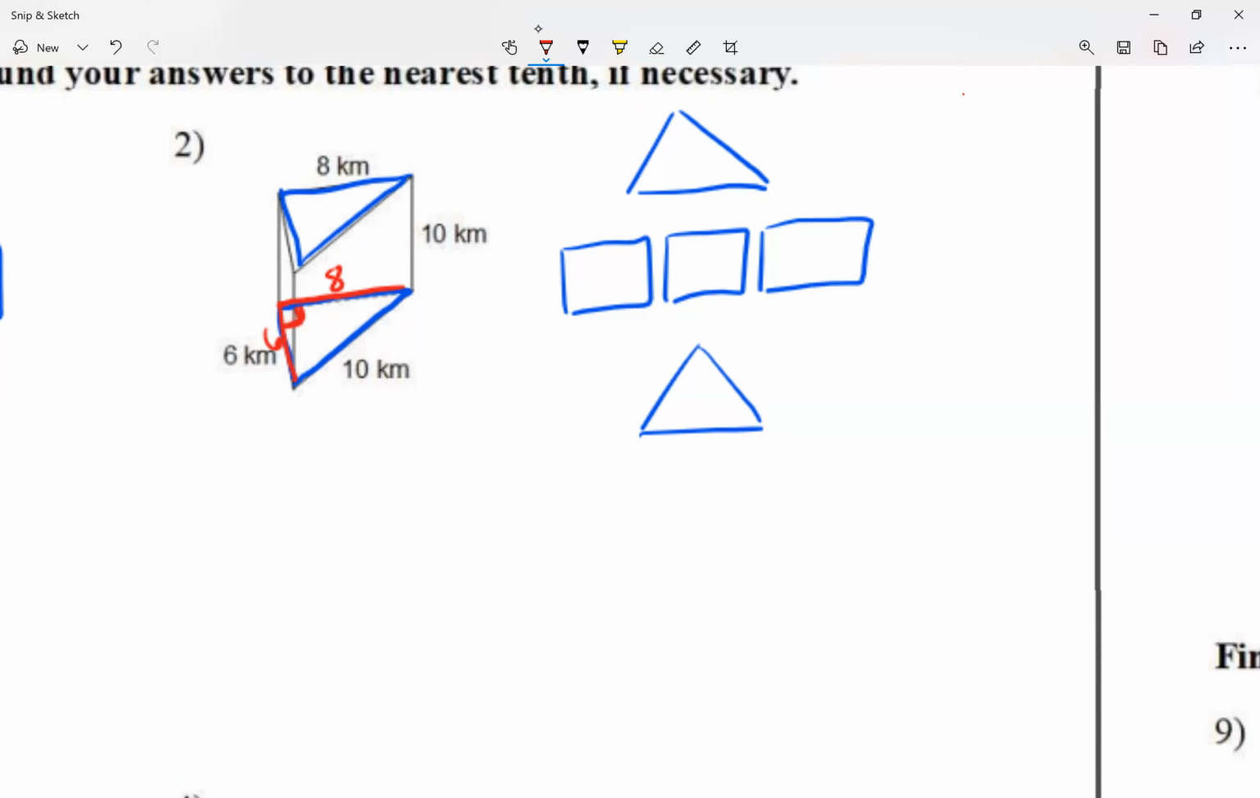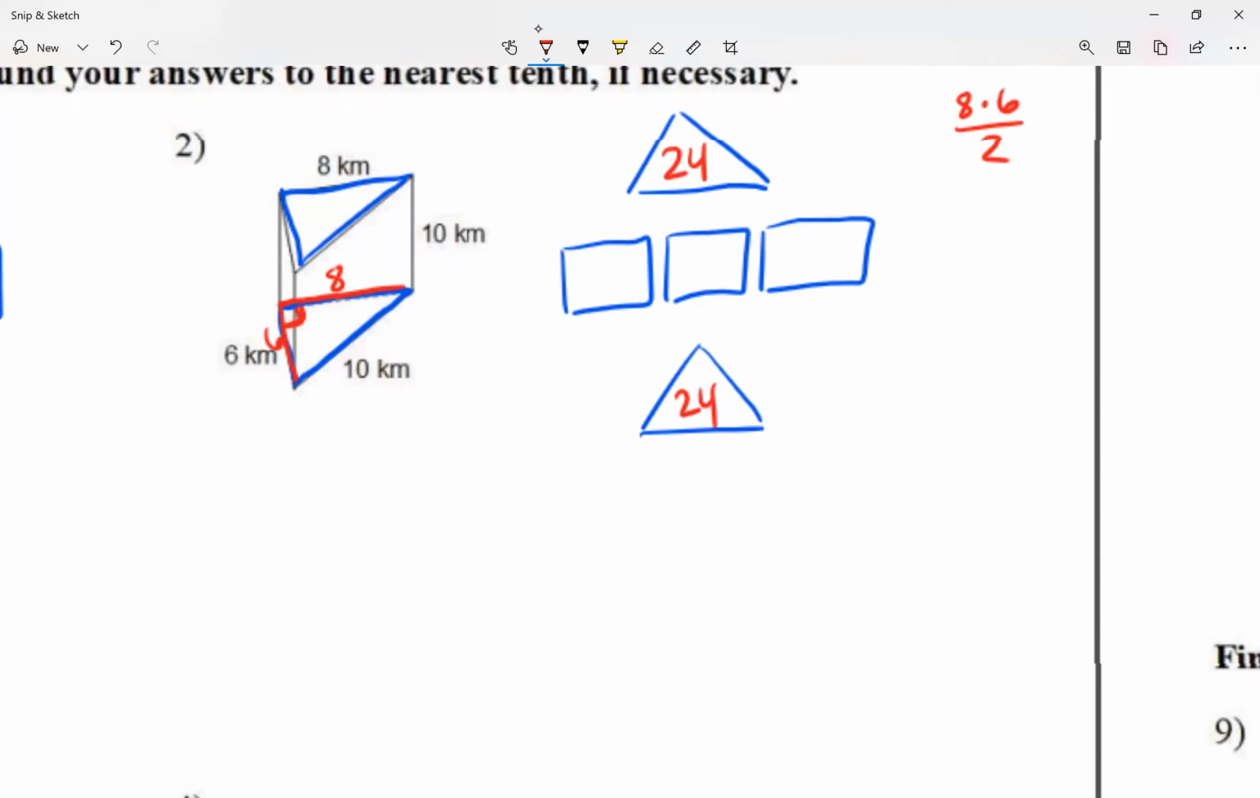Let me write this at the side. I have to multiply 8 times 6. But I know 8 times 6 will give me the area of a rectangle. A triangle is half of the rectangle, so whatever I get, I'm going to divide this by 2. Right? A triangle is half of a rectangle. So 8 times 6 divided by 2 happens to be 24. So each of my triangles is 24.